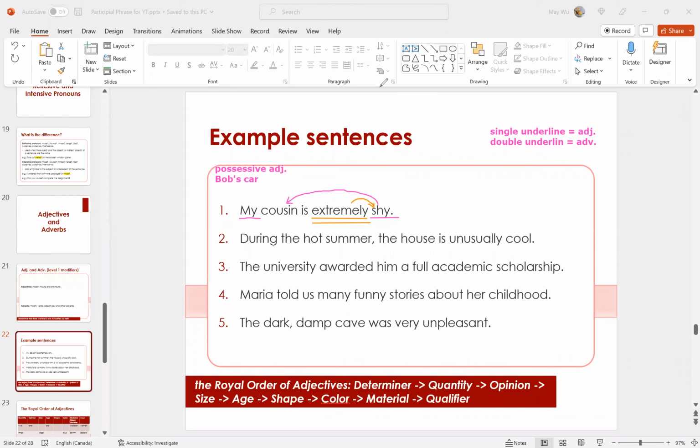So let's move on to sentence number 2. During the hot summer, the house is unusually cool. So we know that hot is modifying summer and cool is modifying house. They're both adjectives because they modify nouns. And again, we see the ly ending. So unusual is an adjective and unusually is an adverb. And this is modifying cool, so that makes it an adverb.